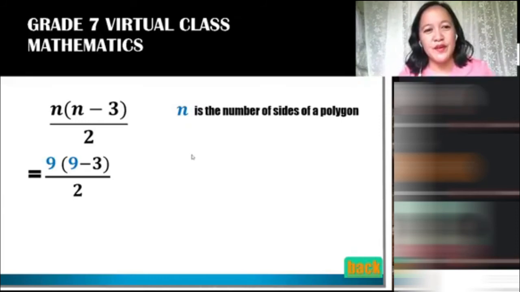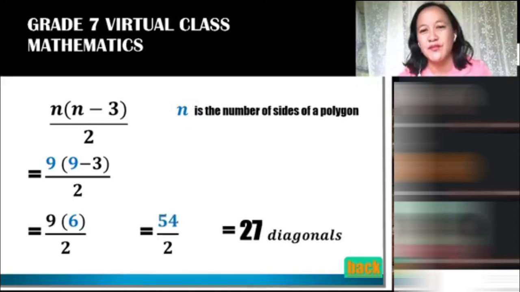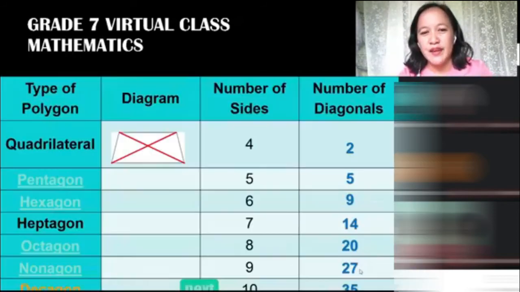Ma'am, 24 po. 24. Tama kaya? Let us check. 9 minus 3 is 6, multiplied by 9, that is 54. Divided by 2, we have 27. Ayan, nalito ka na ata sa pag-divide, but it's okay. Lahat naman ay hindi tumatama sa una, pero at least natututunan natin, di ba?